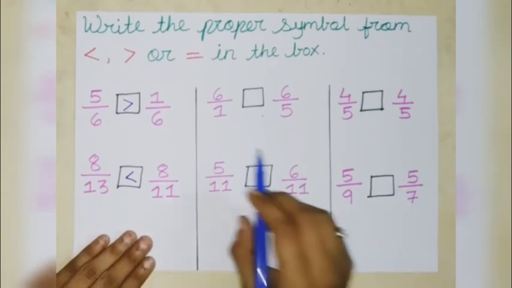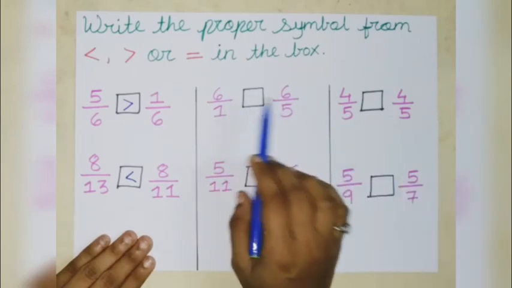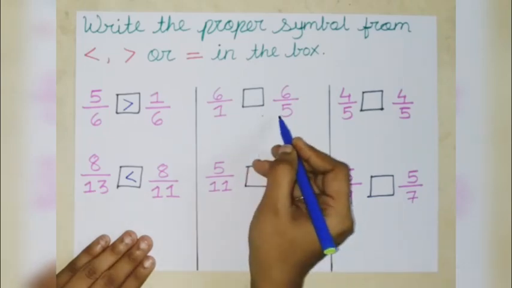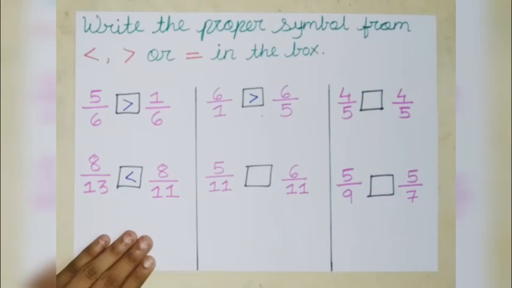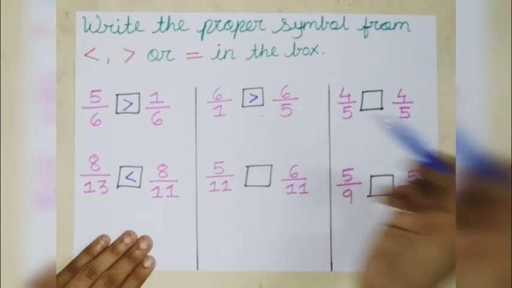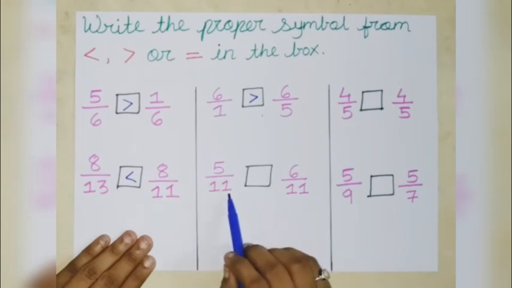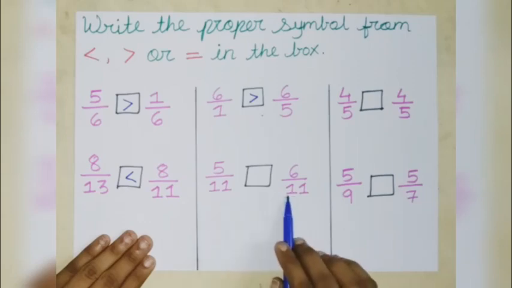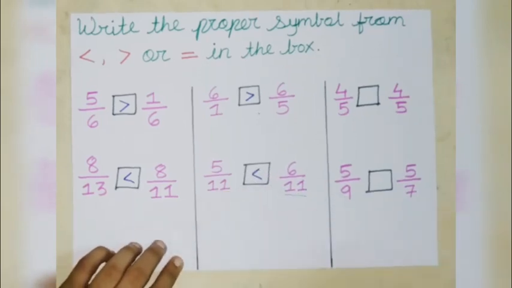See the next question. 6 upon 1, 6 upon 5. Again, numerators are equal. So the same rule we will follow, that is, greater will be smaller and smaller number will be greater. So the greater fraction is 6 upon 1 and the smaller fraction is 6 upon 5. See the next example. 5 upon 11, 6 upon 11. Denominators are equal. 11, 11. So children, greater will be greater and smaller will be smaller.